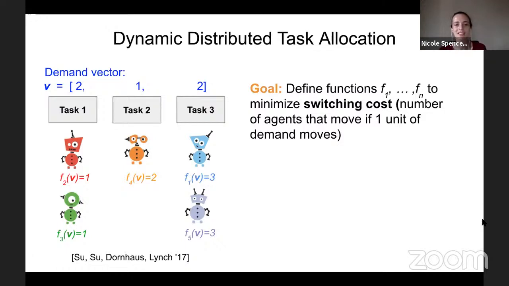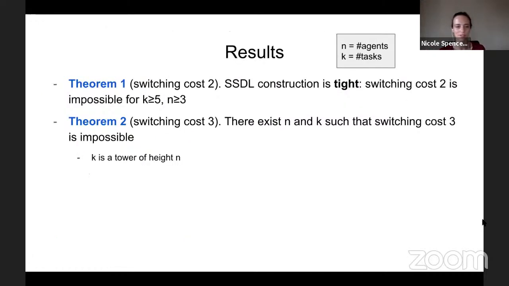And because of this, this problem turns out to be at its core not really a distributed algorithms problem, but more of a combinatorics problem, because we're asking, does there exist a set of functions, one for each agent, so that each agent can make its decision about what task to work on based only upon the demand vector? And we're requiring that when the demand vector changes by a little bit, then few agents move. So that's the definition of the problem, and I'll just put the results slide up here.